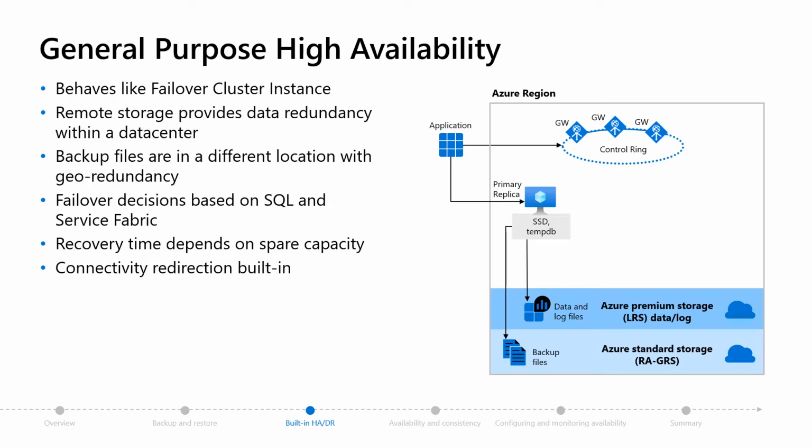Sometimes, maybe it's you, maybe it's the Azure infrastructure, sometimes referred to as Azure Service Fabric, something is down and we need to fail you over. In this scenario with General Purpose, this behaves like a failover cluster instance in the sense that we look for a node with spare capacity, fail you over, and then take care of all the connectivity redirection. So that's the General Purpose service tier.